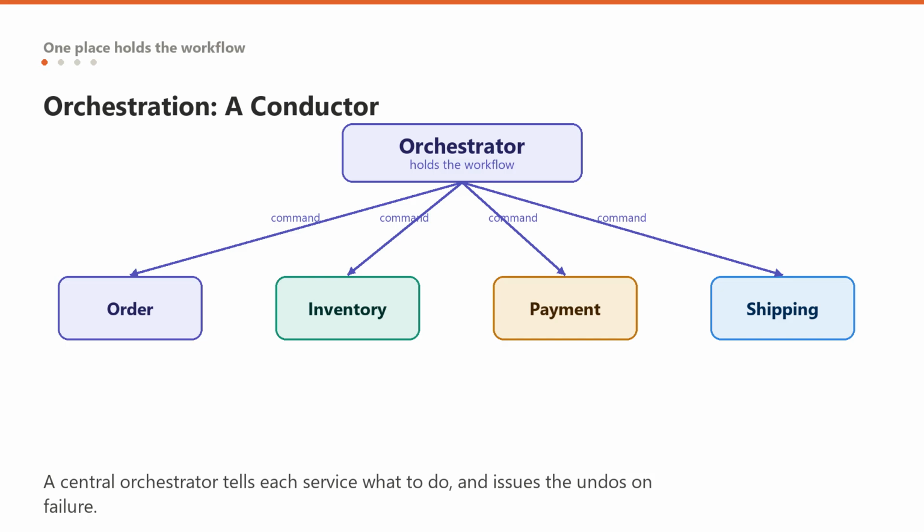The orchestrator holds the workflow logic and the current state of the saga. If a step fails, the orchestrator is the one that issues the compensating commands in reverse. The upside, the entire workflow lives in one place, so it's easy to understand, test, and monitor. The downside, that orchestrator is extra infrastructure, and you must be careful it doesn't become a bottleneck or a single point of failure.